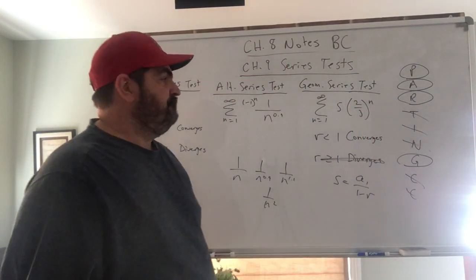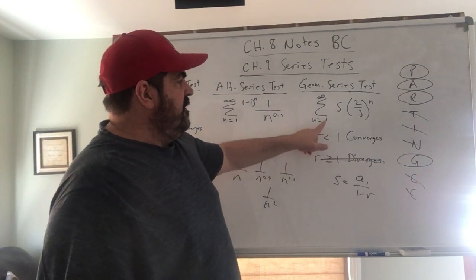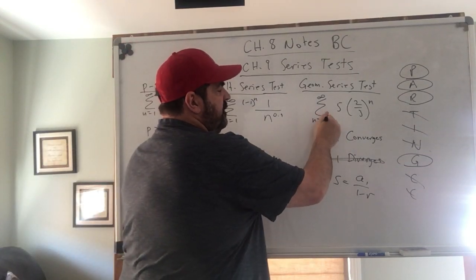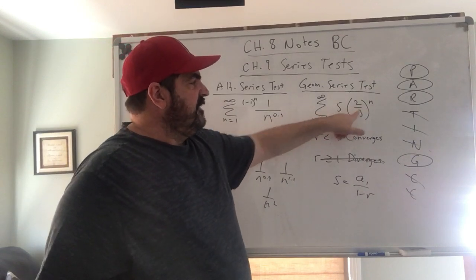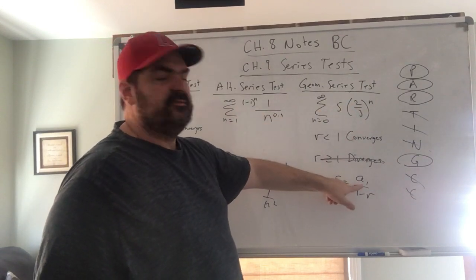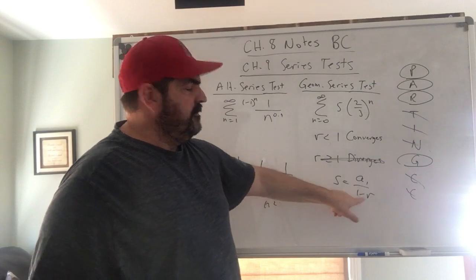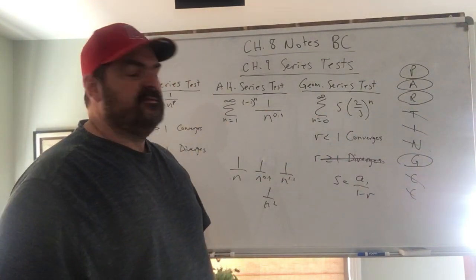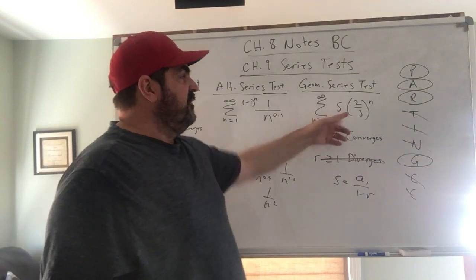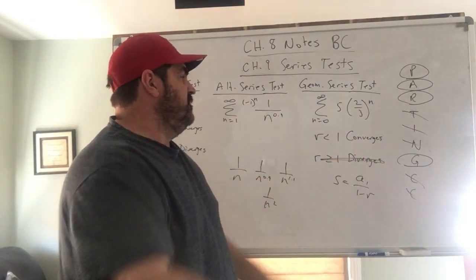5 times (2/3) to the n. So let's start this at 0. We can start at 1 also, but let's say it started at 0. If I plug in 0, that's gone, but I got 5. So my first term is 5 over 1 minus my ratio. Well, ratio is 2/3. So 5 over 1 minus 2/3 is a sum of 15. So that one is convergent because it has a sum, which is 15.